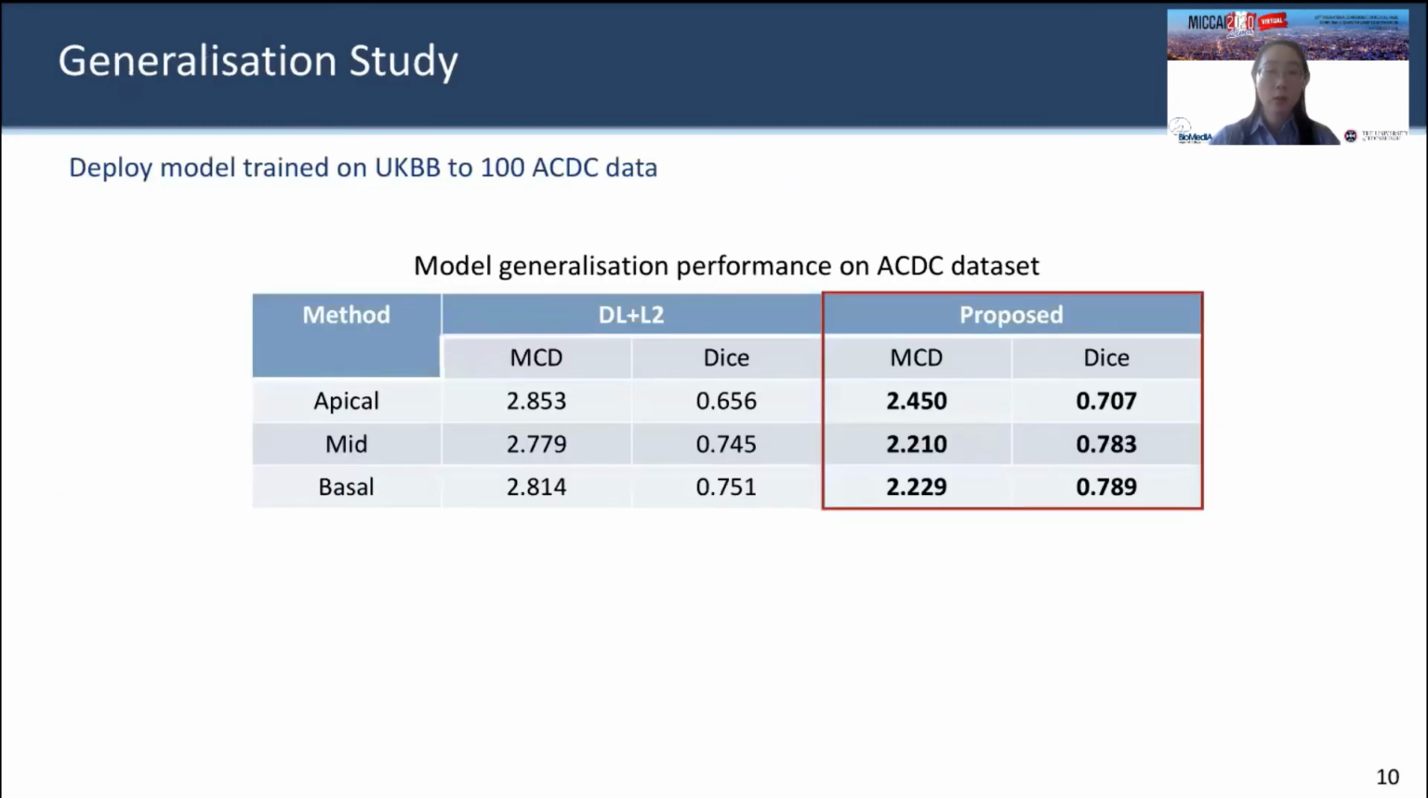In addition, we performed a generalization study by deploying the model trained on UK Biobank to the ACDC dataset. Here, compared with the baseline deep learning approaches, the proposed method can generalize well to the unseen domain with a better registration accuracy. This is likely due to the benefit of these biomechanical regularizations, which enforce the generated deformation fields to be biomechanically plausible and thus less sensitive to domain shift.